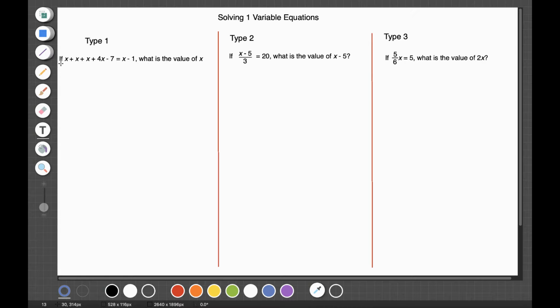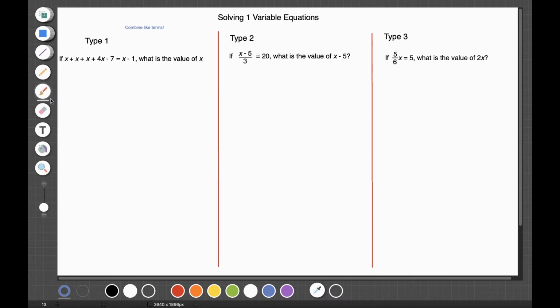So let's look at this first type. If x plus x plus x plus 4x minus 7 equals x minus 1, what is the value of x? A lot of students just try to rush a problem like this and end up making a mistake by rushing. So the first thing we need to do, just like anytime you have a bunch of variables with the same variable, you need to combine like terms. So that's the first step. See if you can combine like terms. See if you get the same thing I get.